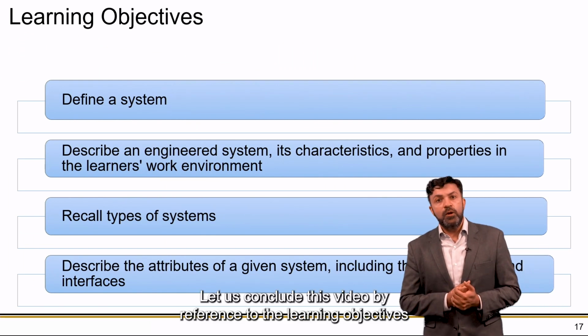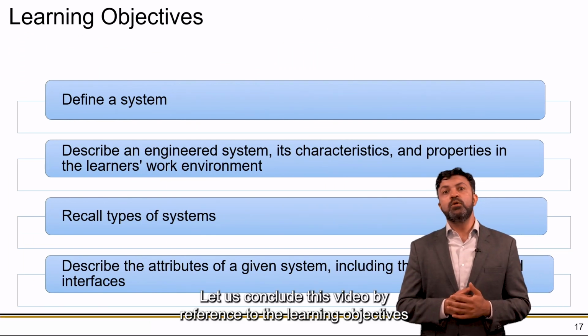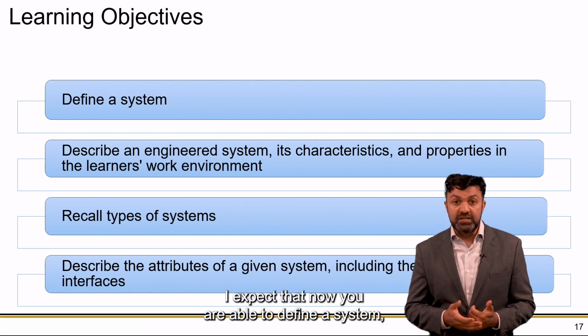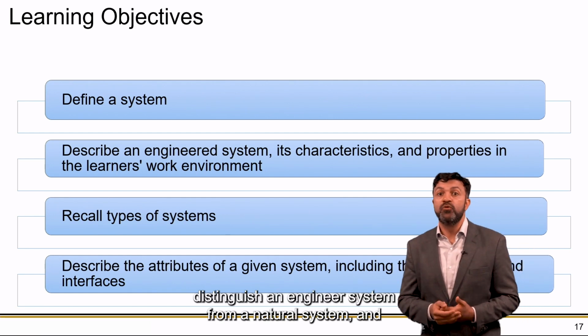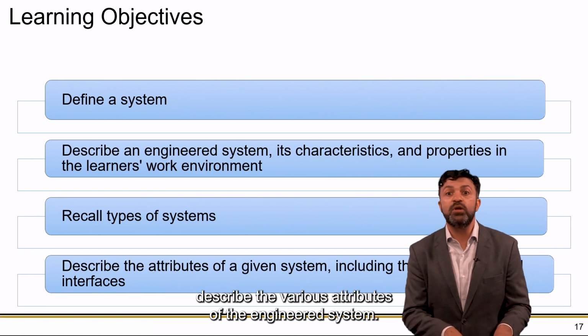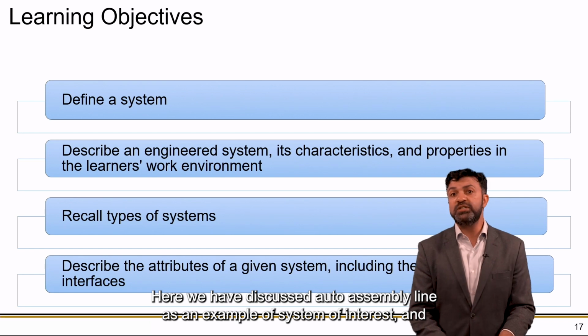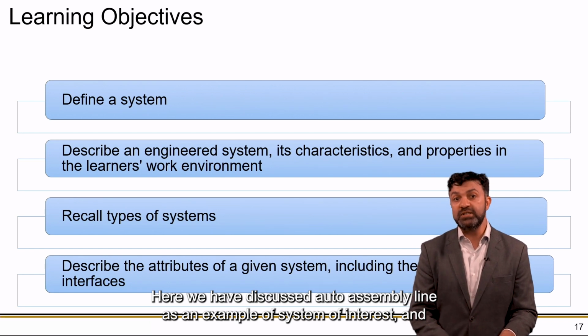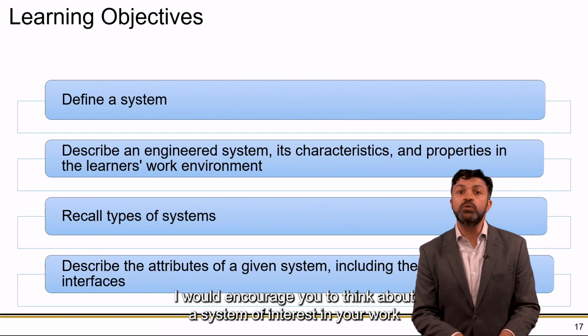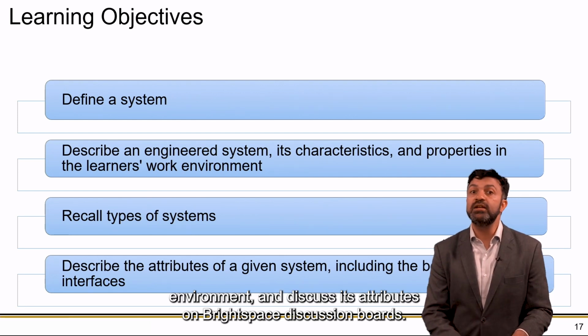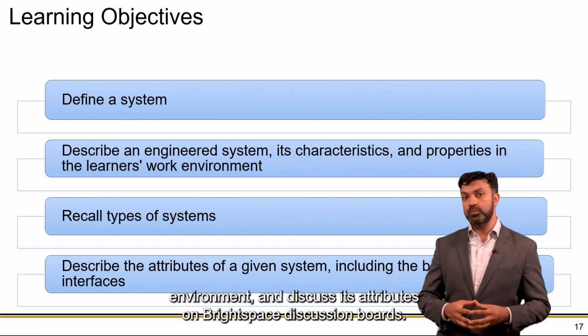Let us conclude this video by referring to the learning objectives which were shown early on. I expect that now you're able to define a system, distinguish an engineered system from a natural system, and describe the various attributes of an engineered system. Here we have discussed the auto assembly line as an example of a system of interest, and I would encourage you to think about a system of interest in your work environment and discuss its attributes on Brightspace discussion boards.